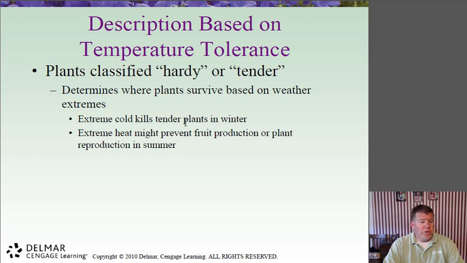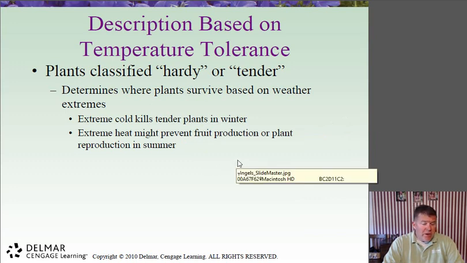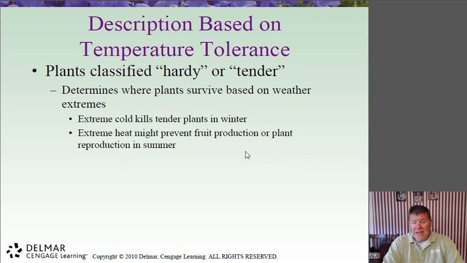Extreme cold will kill your tender plants in winter, and it may even kill some of your hardy ones. I've seen several Yaupon hollies killed by extreme cold, and it's a woody plant, not your herbaceous type. Extreme heat might prevent fruit production or plant reproduction in summer. I've also seen heat destroy a lot of plants that are used to cooler temperatures.